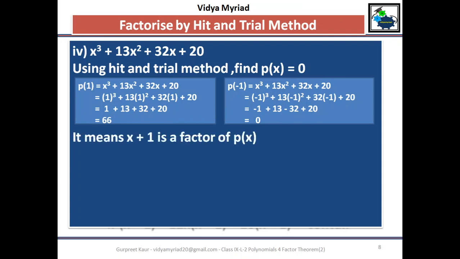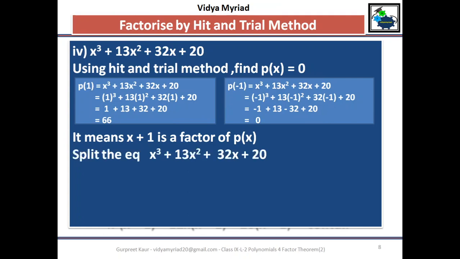Okay, why x plus 1? Because minus 1 is there. Okay, how will I get minus 1? x plus 1 is equal to 0. So, x is equal to minus 1. That minus 1 I have put over here to find out whether x plus 1 is a factor of that polynomial. Okay, next step.